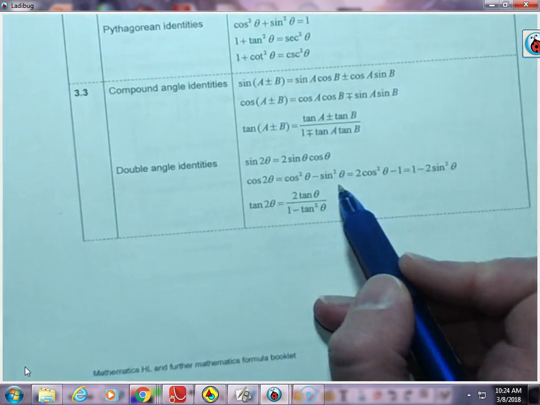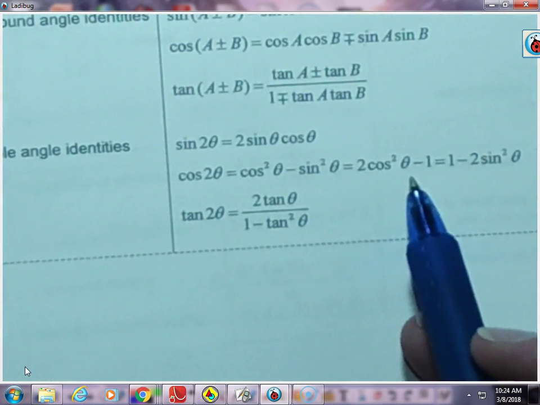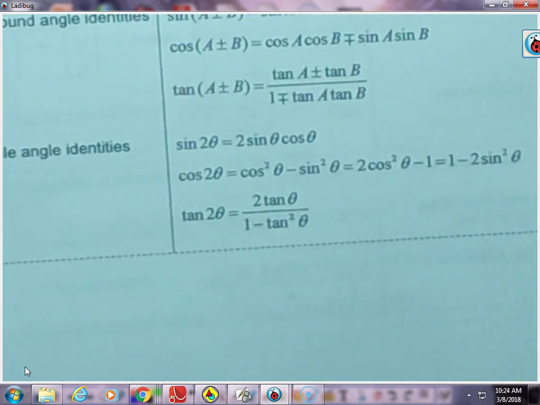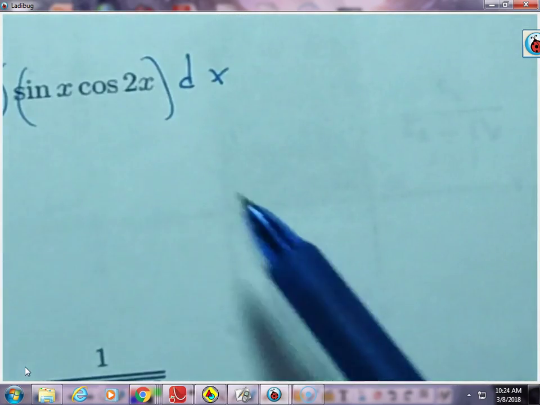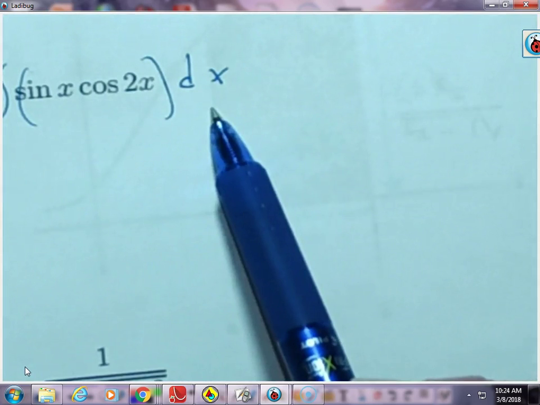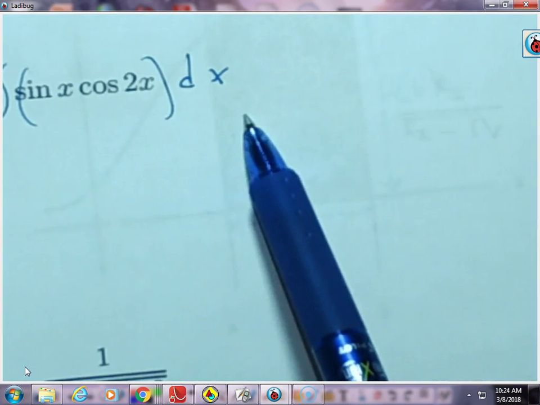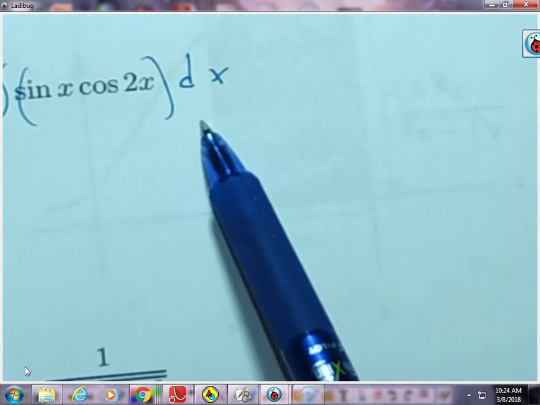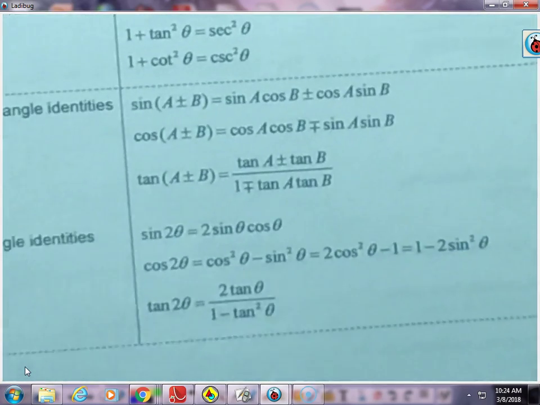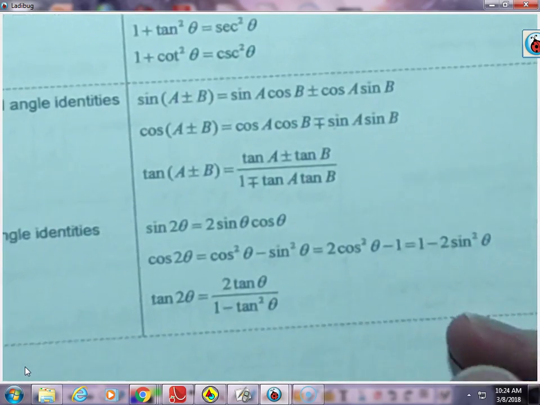It could be cosine squared minus sine squared. It could be 2 cosine squared theta minus 1. Or it could be 1 minus 2 sine squared. So we choose the one with the sine? There's 2. If I do the one with the sine, then everything's going to be in sine, and I'm not going to have a du. I'm going to use the cosine one. So I'm going to use 2 cosine squared theta minus 1.